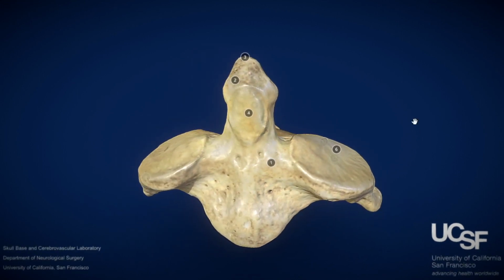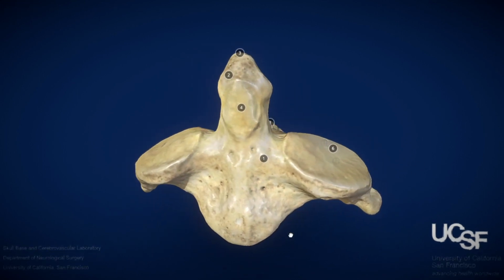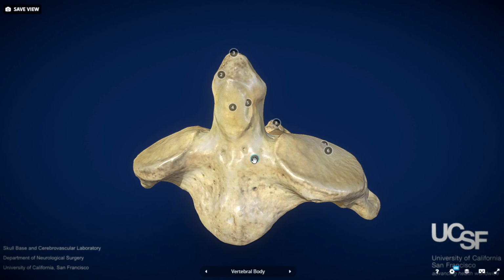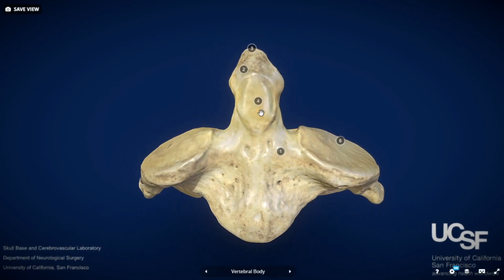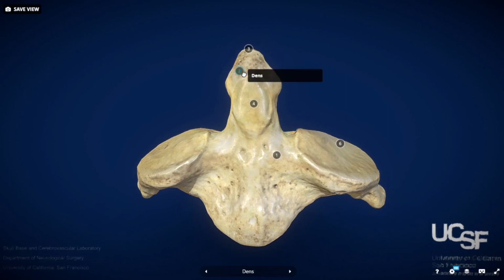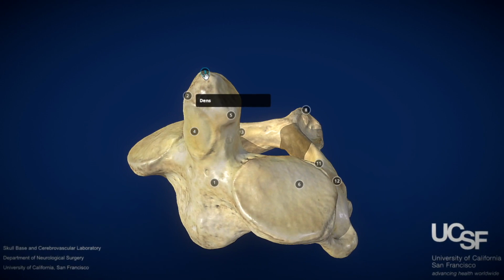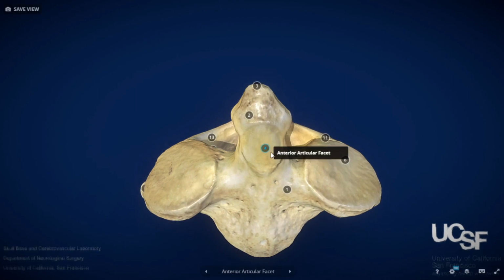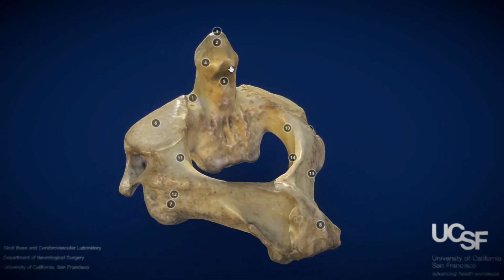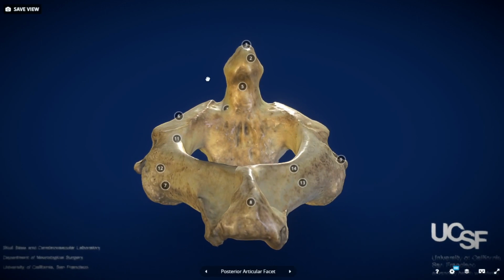The axis also has unique anatomical features. Starting anteriorly from the body, there's a superior projection named odontoid process or dens. If we move superiorly, we're going to find the apex of the odontoid process, and if we move anteriorly, the anterior articular facet, and posteriorly the posterior articular facet.